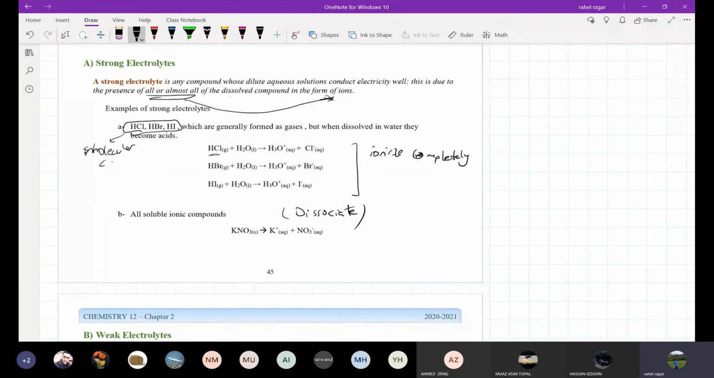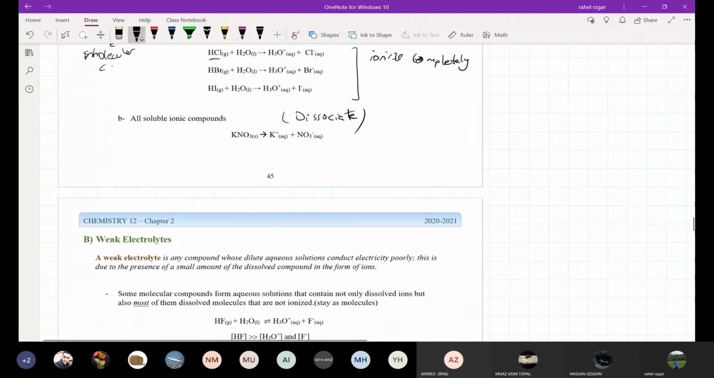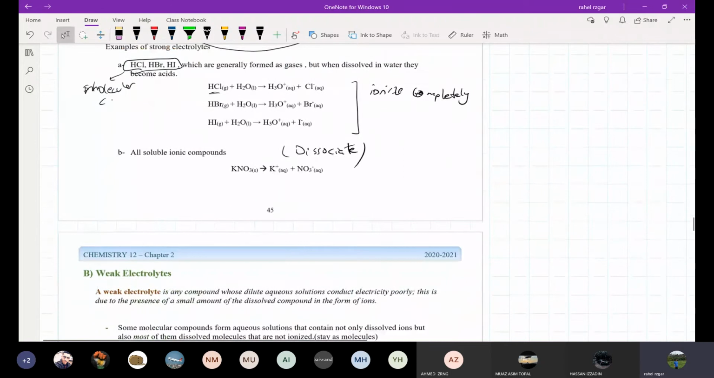So the difference between ionic and molecular compounds: like sugar, for example, can dissolve, but it doesn't ionize. It doesn't become ions. But ionic compounds will either dissolve or not. If they dissolve, they dissociate. That's it. We don't have anything else. If ionic compounds dissociate, they are directly strong electrolytes.